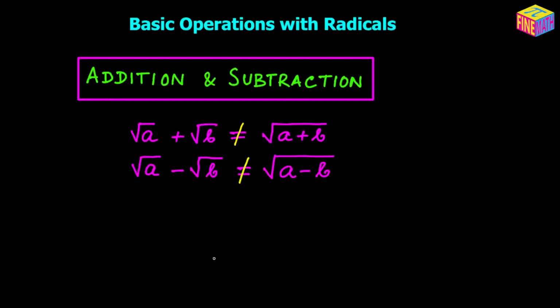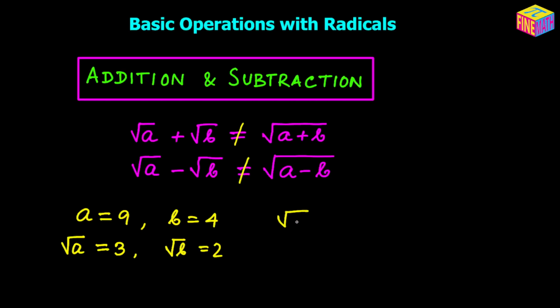Now why is that? Well, you can take a simple example. Let's suppose our a is equal to 9, and suppose b is equal to 4. Now what is square root of a? Square root of a would be equal to 3, and similarly square root of b would be 2. Then what would be square root of a plus square root of b? That is equal to 3 plus 2, and that is equal to 5.